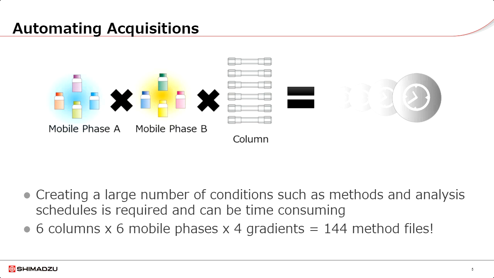So one of the first challenges in method development is construction of method files. As I was talking about earlier, say you're developing an analysis method where you're assessing 6 different columns using 6 different mobile phases across 4 different gradients. That's already 144 method files, which will take hours to make. Automating this aspect of method development would be ideal by selecting a full factorial design of experiments.